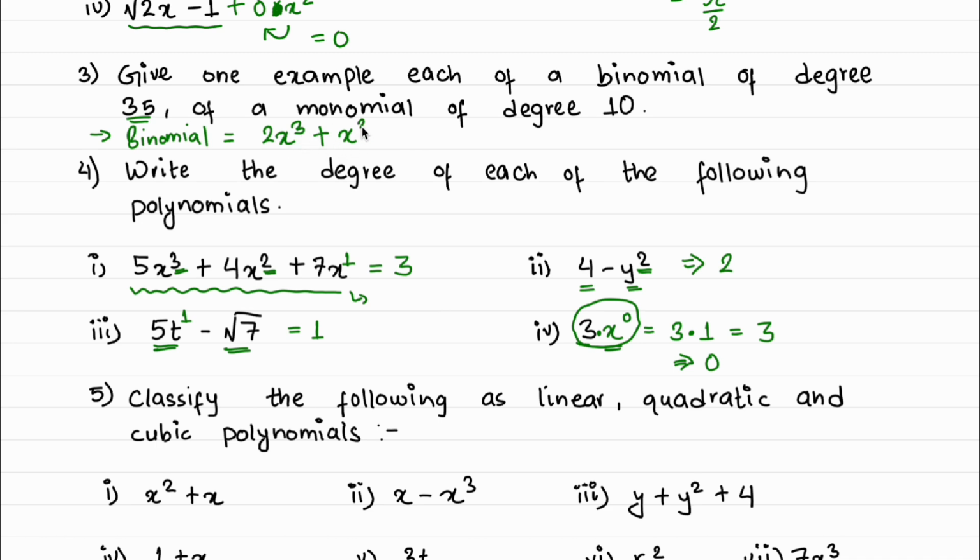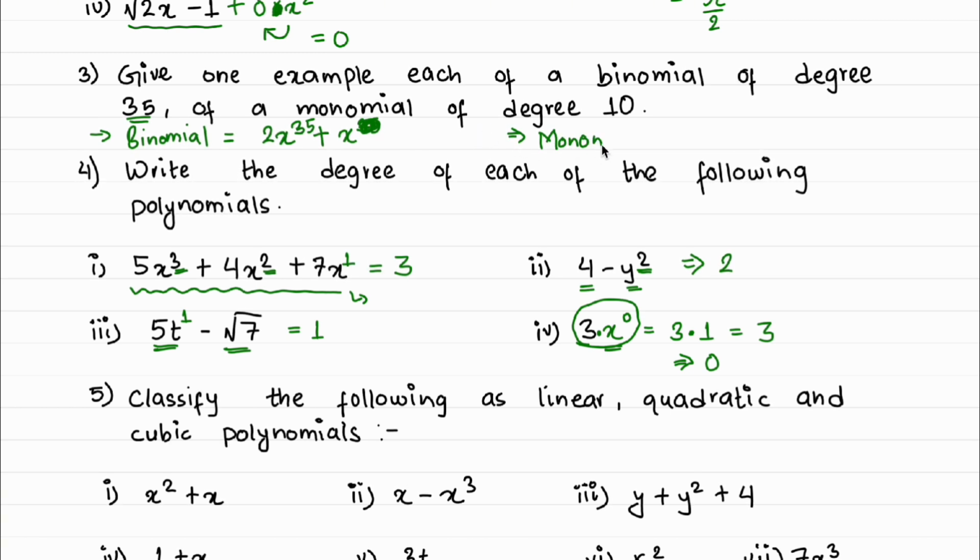Now we can add power 35 over here with this x. Then this is a binomial and the highest power is 35. So it's a binomial of degree 35 and that's it. It's not necessary that you add this 35 over here, you could add this 35 over here. And again, this would be a binomial of degree 35 because we have two terms, so binomial, and the highest power is 35. You can do it both ways. So that's our binomial. Now let's look at our monomial.